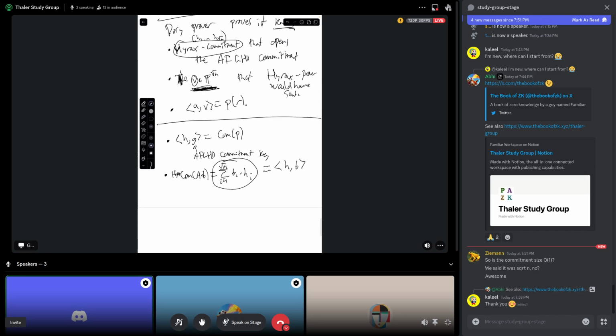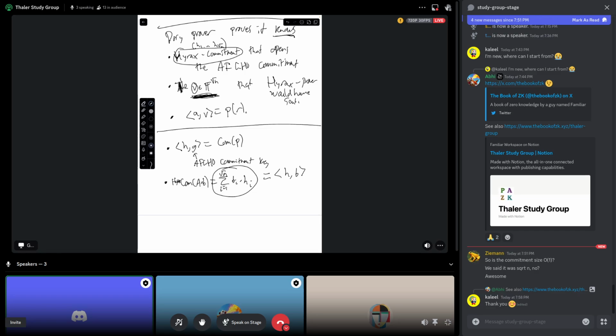Okay, so proving that the Hyrax verifier would have accepted this V is equivalent to proving that V opens this Hyrax commitment. So now I need a name for the Hyrax commitment key, I guess, which I'll call G prime.